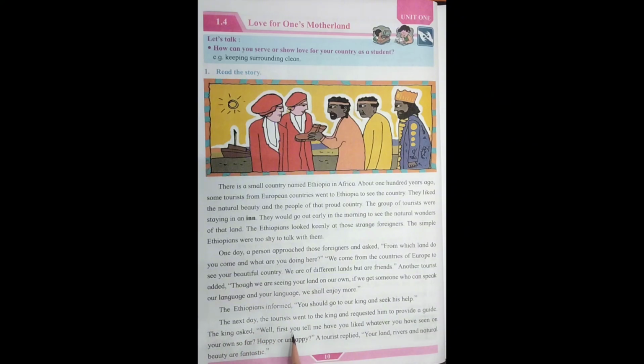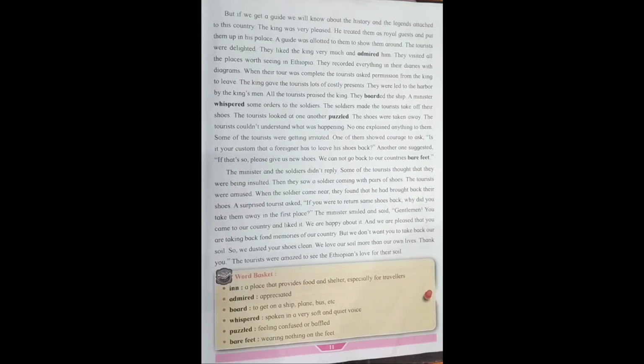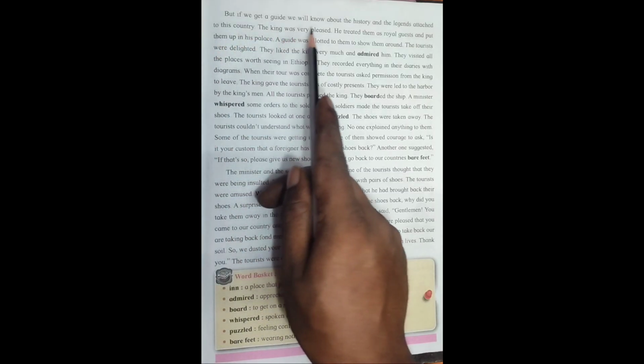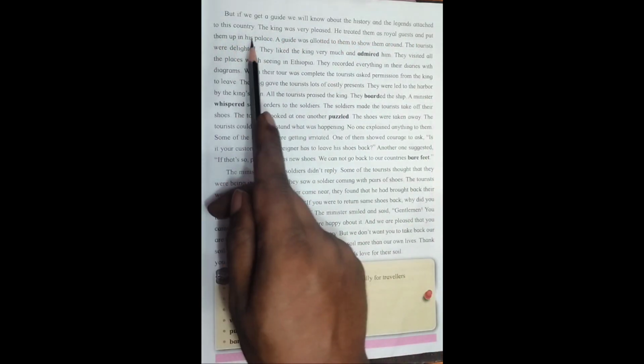So the tourists went to the king. The king asked, "Well, first tell me, have you liked whatever you have seen on your own so far, happy or unhappy?" So when the king hears that they have come to visit their country, he asked them, "Whatever you have seen till now, did you like it? You are happy or unhappy?" The tourist replied, "Your land, rivers and natural beauty are fantastic. But if we get a guide, we will know about the history and the legends attached to this country."